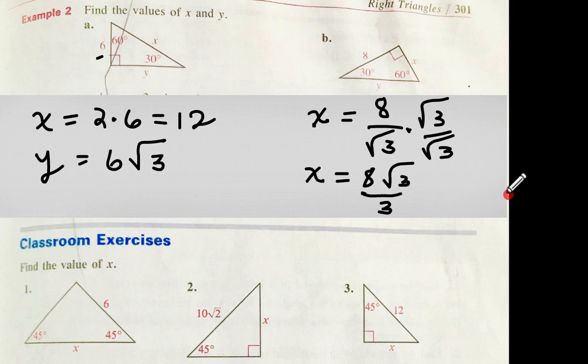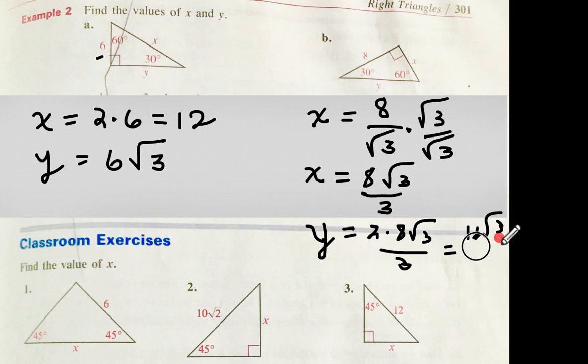That's just the x side. Now to get the hypotenuse, that's the one opposite the 30 degree angle, the hypotenuse is 2 times, which is y actually, 2 times the shortest side. So it's going to be 2 times 8 root 3 over 3. So the hypotenuse is 16 root 3 over 3.